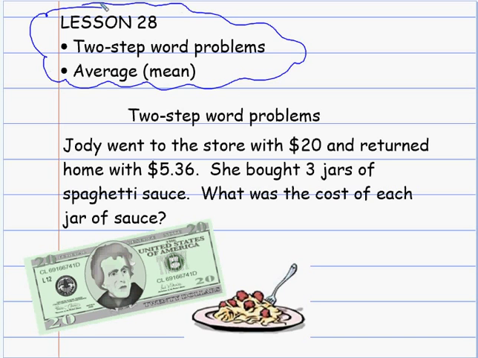Today we're going to talk about two-step word problems and the average or mean. Those two words are interchangeable, average and mean. So if you see the word mean, think average. If you see the word average, think mean. You have to know that they're interchangeable.